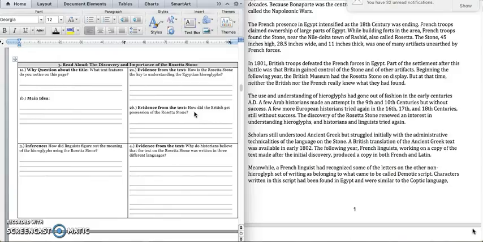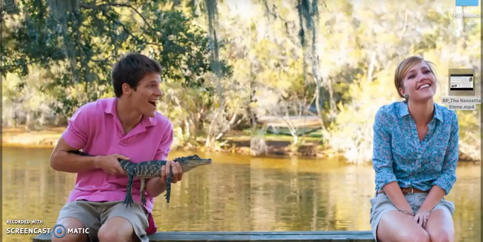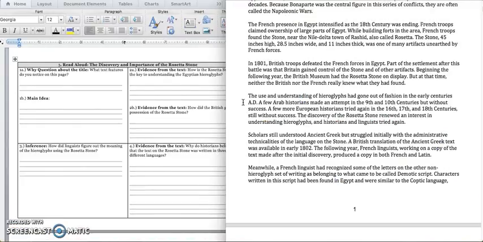We're at the use and understanding. We want to know, how did linguists figure out the meaning of the hieroglyphs using the Rosetta Stone? The use and understanding of hieroglyphs had gone out of fashion in the early centuries AD. A few Arab historians made an attempt in the 9th and 10th centuries, but without success. A few more European historians tried again in the 16th, 17th, and 18th centuries, still without success.